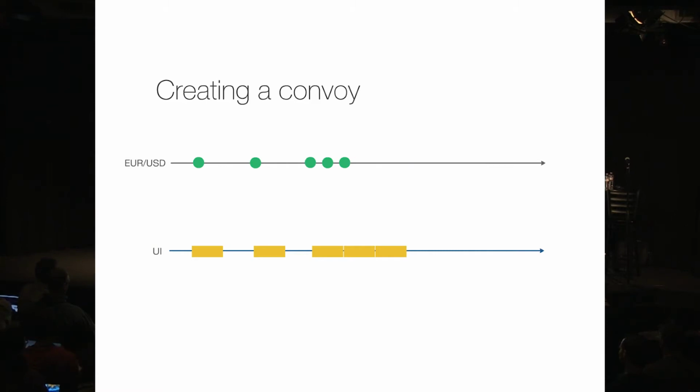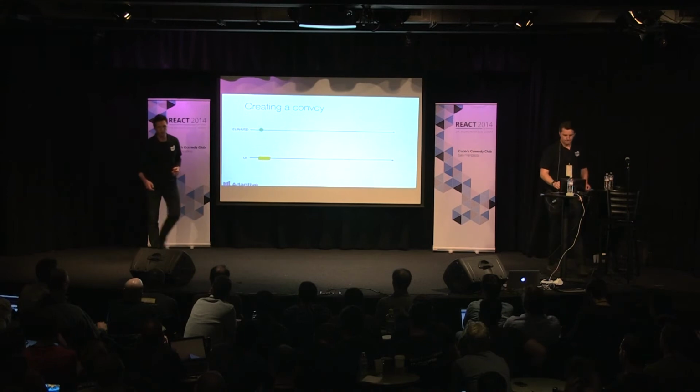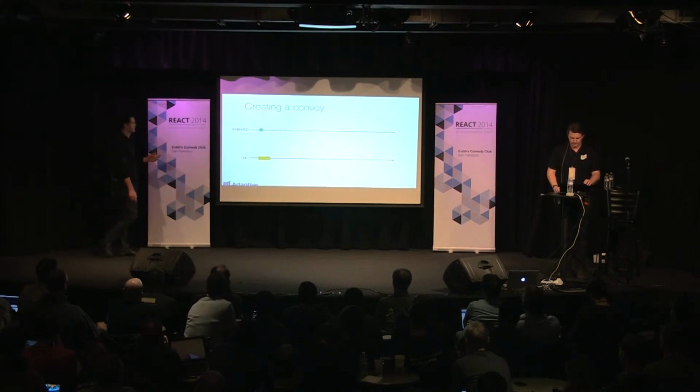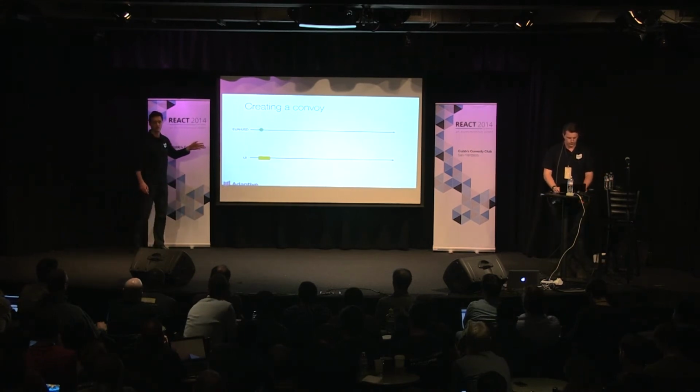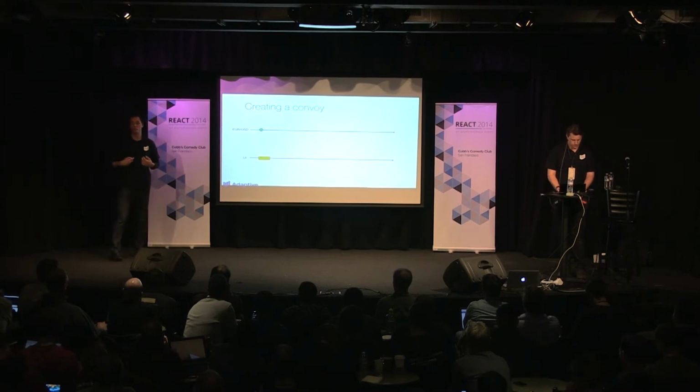So let's talk about creating a convoy. People that do concurrent programming are probably aware of this. It's effectively creating queues inside our systems, and as Martin talked about, queues that we don't control.